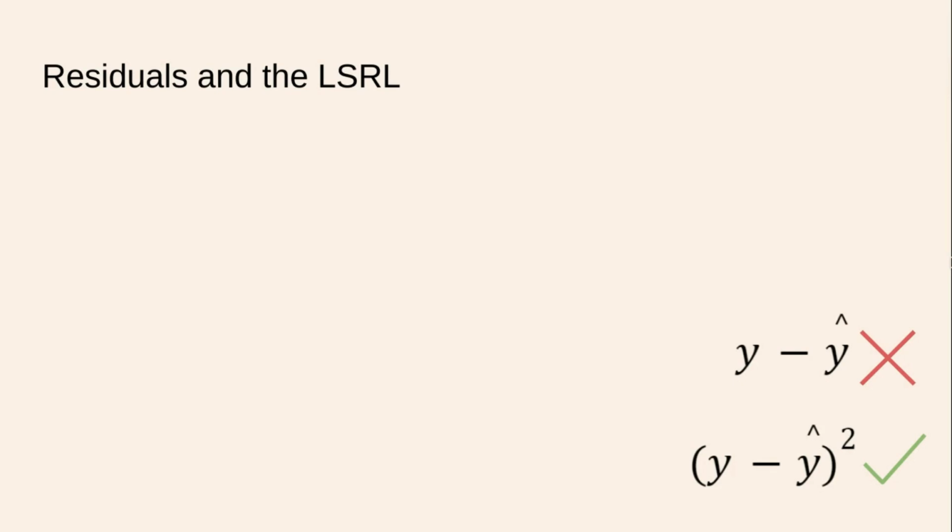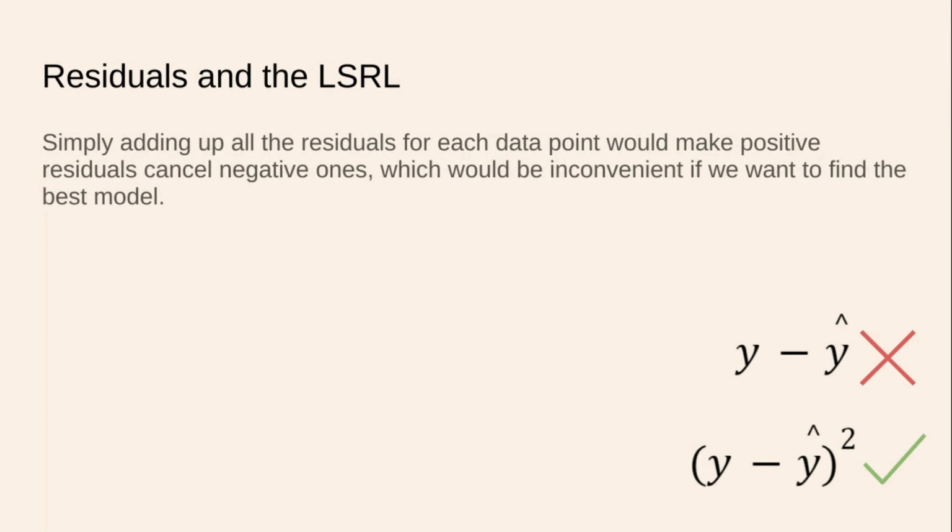So now, with a knowledge of residuals, we are going to build a line of best fit, or at least learn how to. And that line of best fit is called the LSRL, which stands for Least Squares Regression Line. So we start out with a little bit of a problem. Our first instinct might be, okay, well, let's find a line that makes the mean of our residuals 0. Well, it's not that simple. Simply adding up all the residuals for each data point relative to a possible line of best fit would make positive residuals cancel negative ones. So that would not be convenient if we want to find the best model.